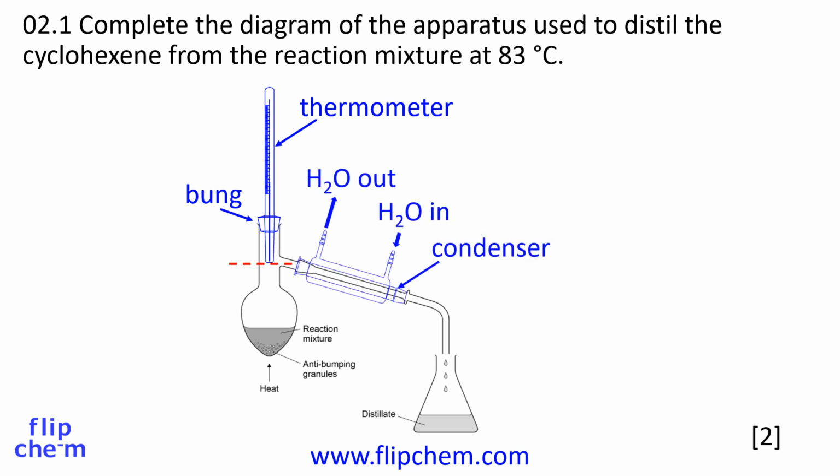A condenser column cools gaseous molecules, converting them back into a liquid. Rubber tubing is connected from a cold tap to the lower inlet of the condenser. Rubber tubing is also connected to the upper outlet of the condenser and placed in a sink.